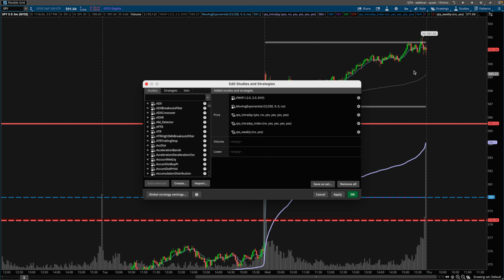And for the studies that are currently on my chart, we have VWAP, which is the one that ships with just about every charting platform out there for traders.